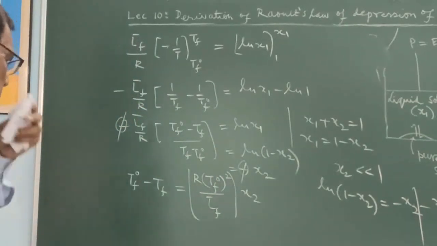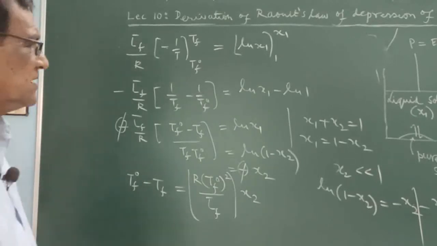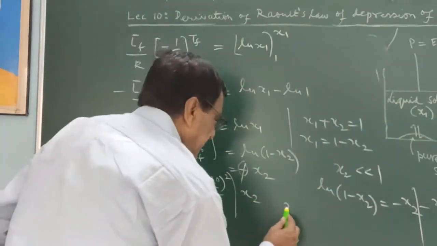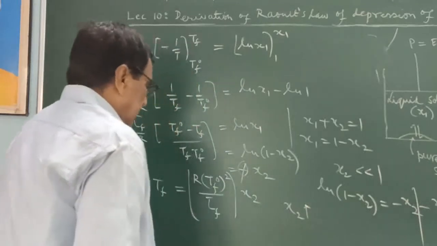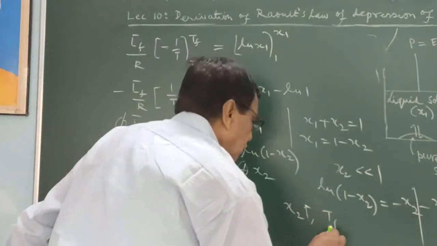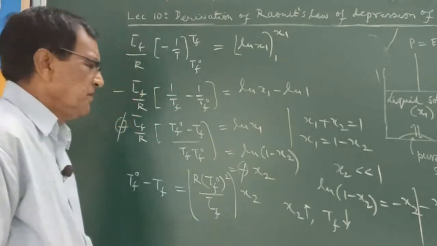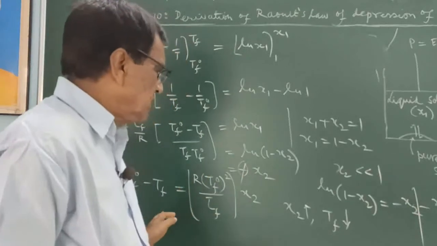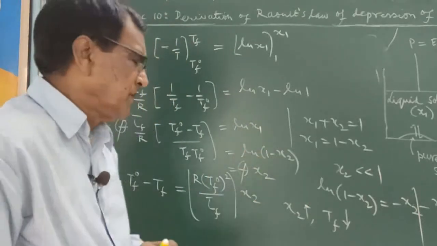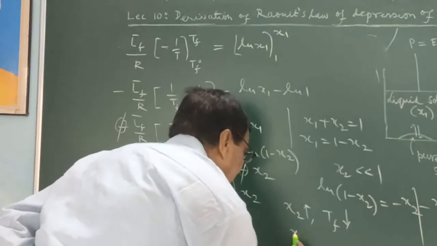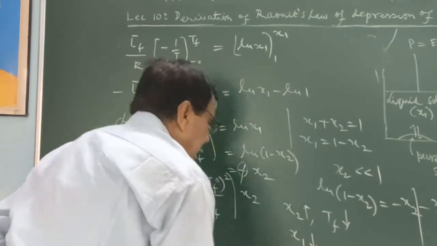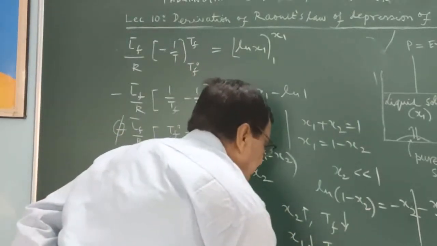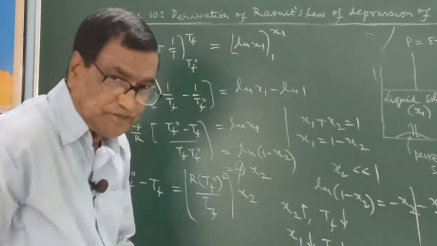So from this it is very clear that if we increase the mole fraction of the solute in the solution, if x2 is increased, then the freezing point of the solution is decreased. This means there will be more depression of the freezing point of the solution with the increase of x2. Or I can say, if x1, the mole fraction of the solvent in the solution, is less, then TF is also less.